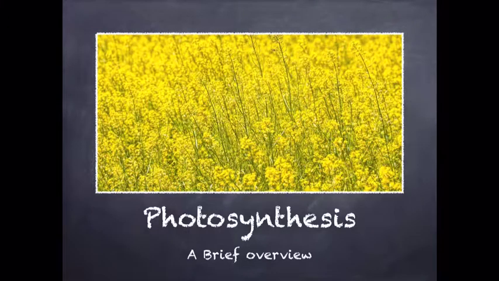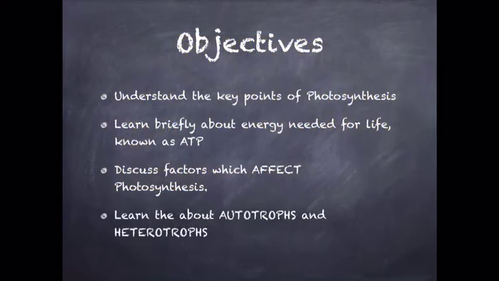Welcome back. Now for our presentation on photosynthesis, a brief overview. Okay, the main objectives for today's lesson include: 1. To understand the key points of photosynthesis. 2. Learn briefly about energy needed for life, known as ATP. 3. Discuss the factors which affect photosynthesis. And 4. Learn about autotrophs and heterotrophs.